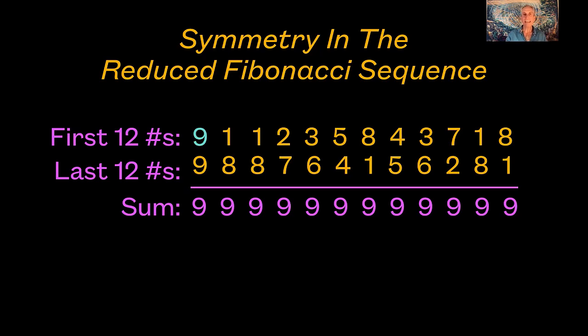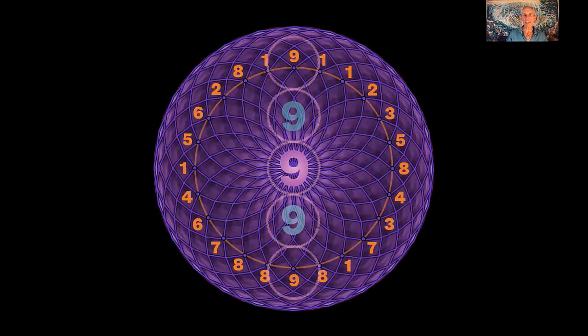So if we take this sequence of 24 numbers and put them into a circle, since we recognize the cyclical nature of the Fibonacci sequence, at least the digital root Fibonacci sequence, we could end up with something that looks like this. The orange numbers around the circle are the Fibonacci sequence reduced to their digital root equivalents. Again, we call this the reduced Fibonacci sequence. There are 24 numbers in this circle, starting with 9 at the top.